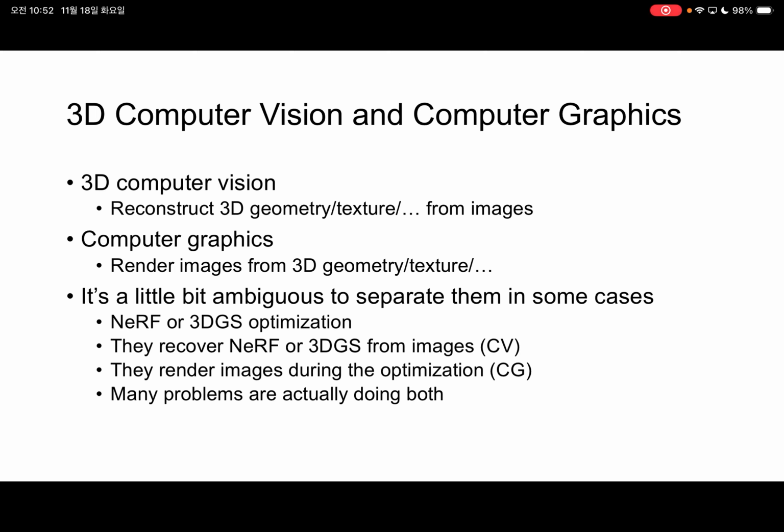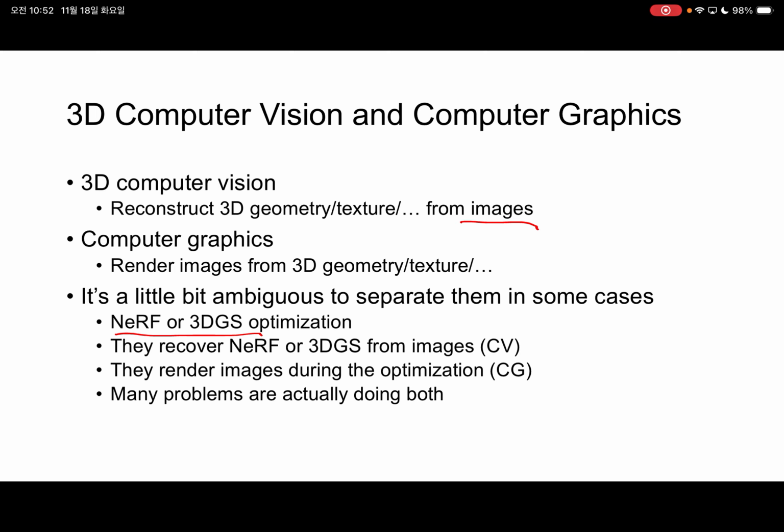And actually, in many cases, it's a little bit ambiguous to separate them. For example, NeRF and 3D Gaussian splatting optimization. We learn both, right? When optimizing NeRF or 3D Gaussian splatting, the input is an image, right? So it looks like the input is an image, and then we do something, we reconstruct some 3D geometry or 3D color, right?